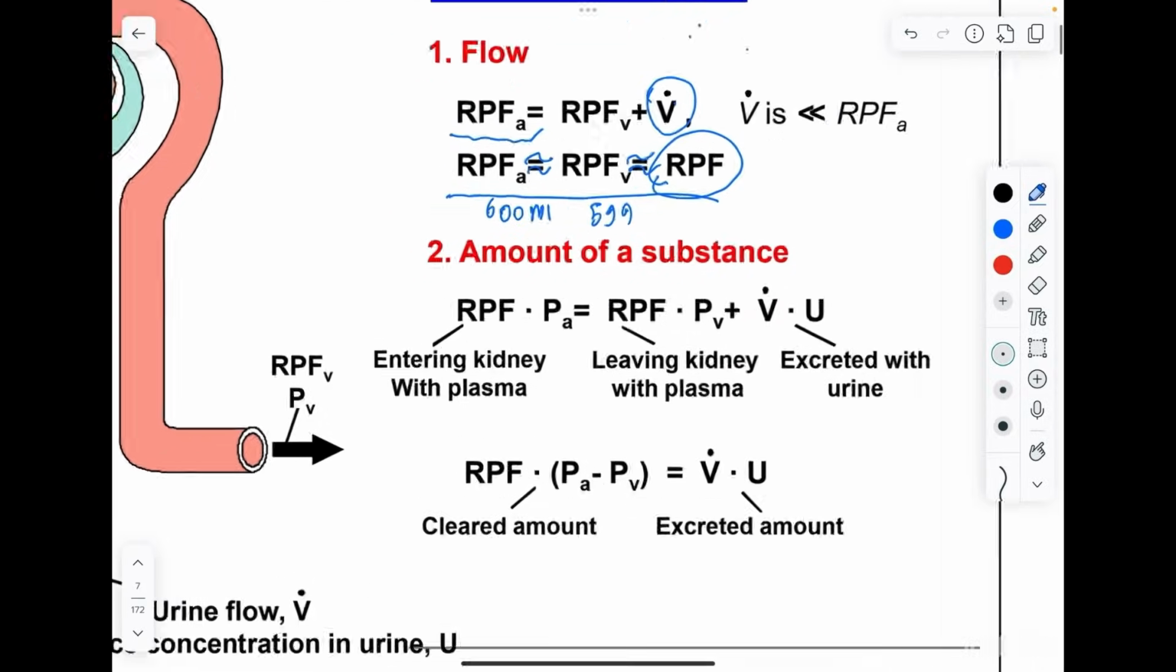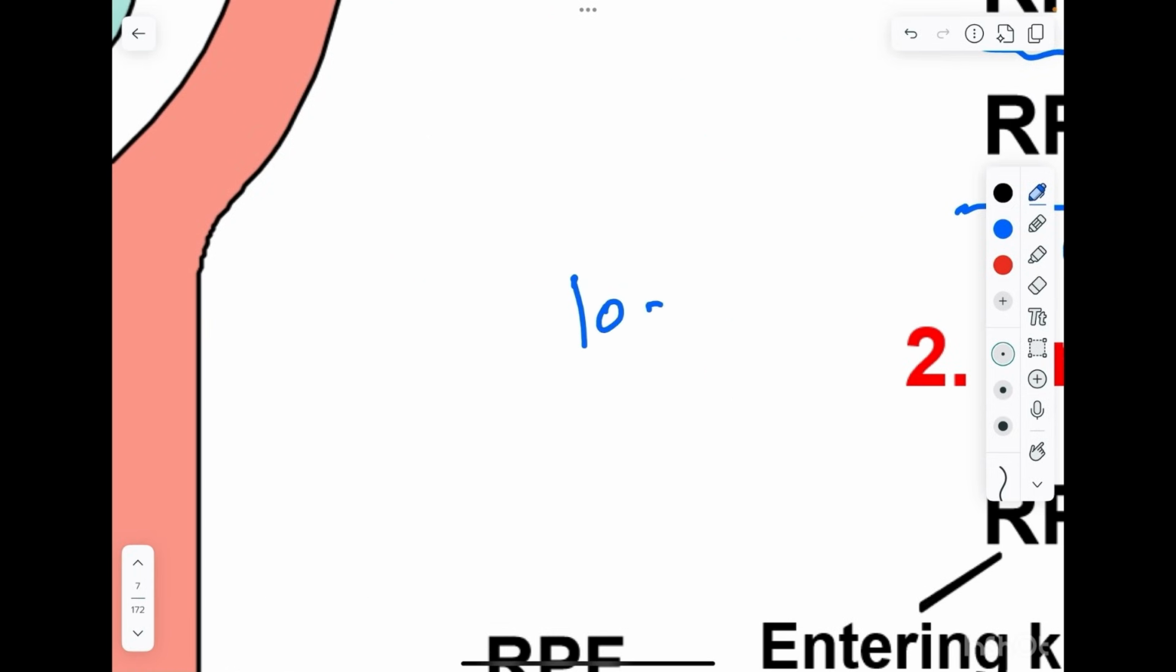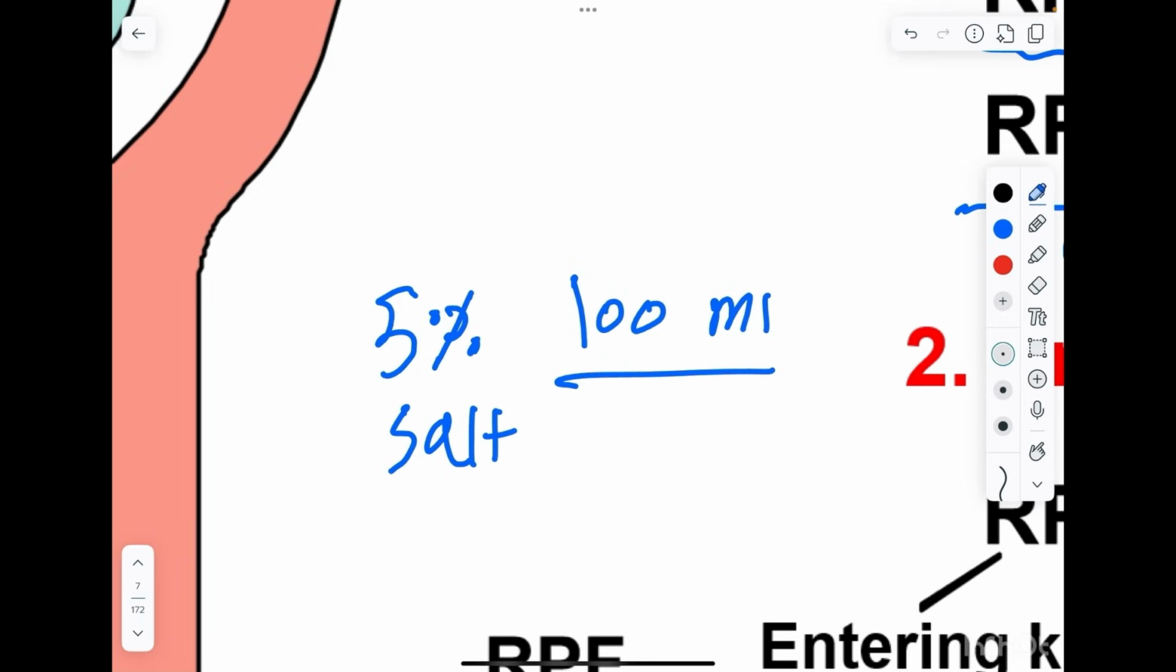Now, amount of substance. Now, if we say that we have 100 milliliters of water, and 5% of that is salt. So we have a solute, 100 milliliters, 5% of it is salt. How much is the salt? You will just multiply the concentration times the volume of the whole solute, and you will get around 5 milliliters.